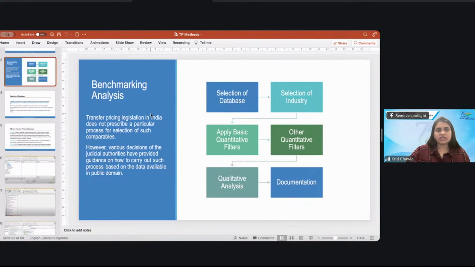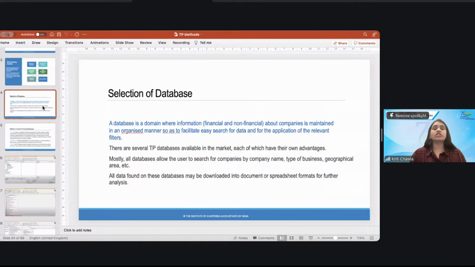Let's start with the first step, which is called selection of database. Now, what is this database? Well, this database is more like a domain, and this is where all the financial and non-financial information about the companies is maintained. So when you open a particular database, because there are a lot of databases available in the market, you will see a lot of companies which have their information put up in these databases.